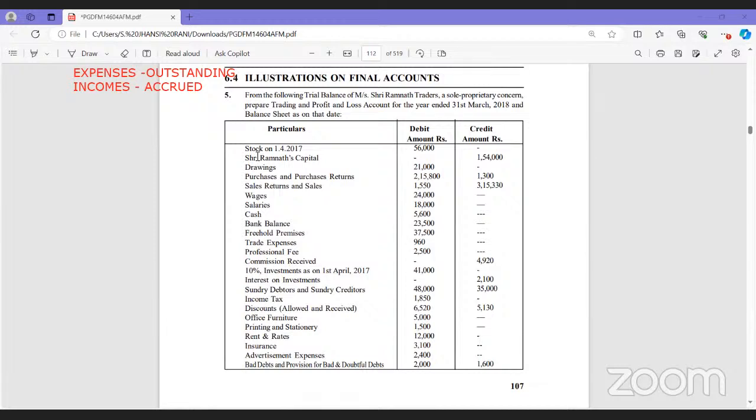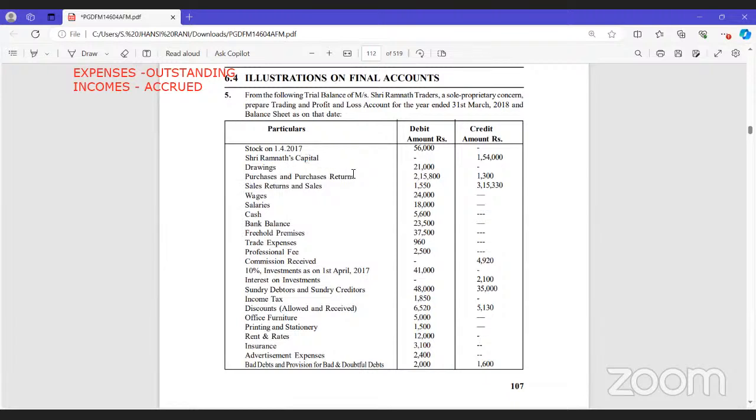Stock means it's an opening stock. Why? Because the 31st March 2018 is asked, but they have given the stock of 1st April 2017, which means it's the opening stock. Opening stock we write in trading account debit side. Ramanath capital: capital is a liability. Drawings we deduct from capital.